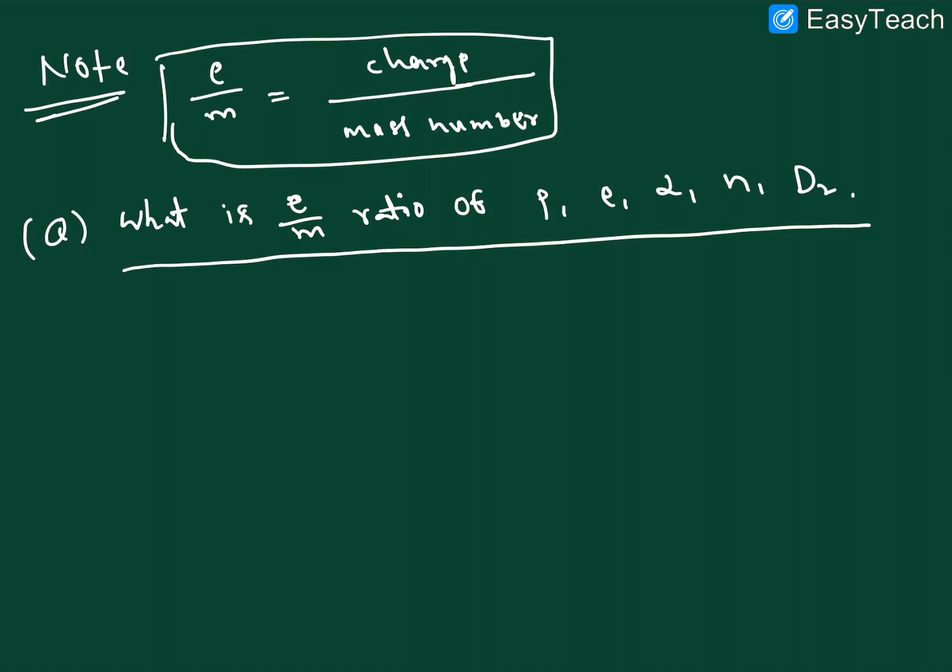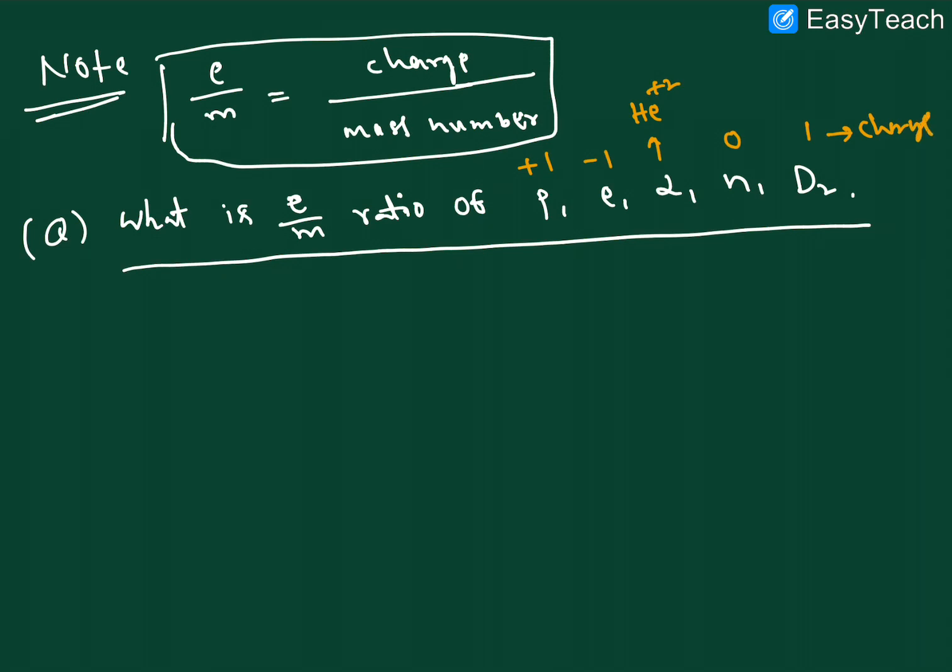What is the specific charge, or E by M ratio? How to find this? First we are taking the proton charge. The proton charge here is +1, we know that, and the electron charge is -1. The alpha ray is nothing but helium +2, so the charge is +2 here. Neutron is 0. Generally here D2 has +1.